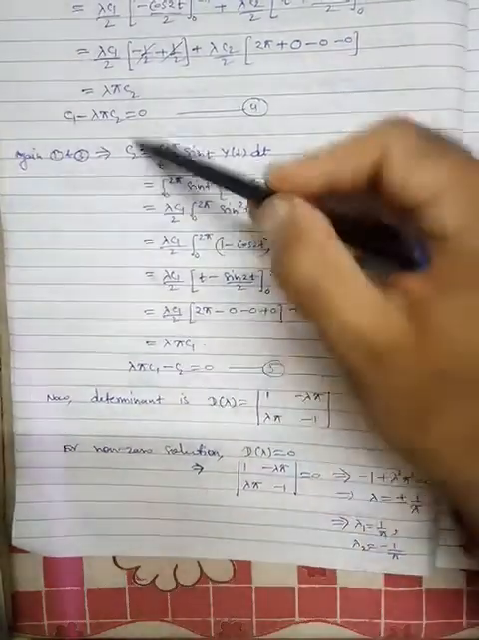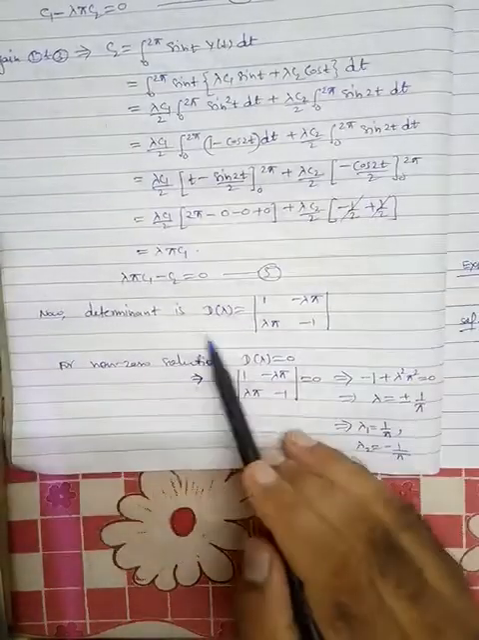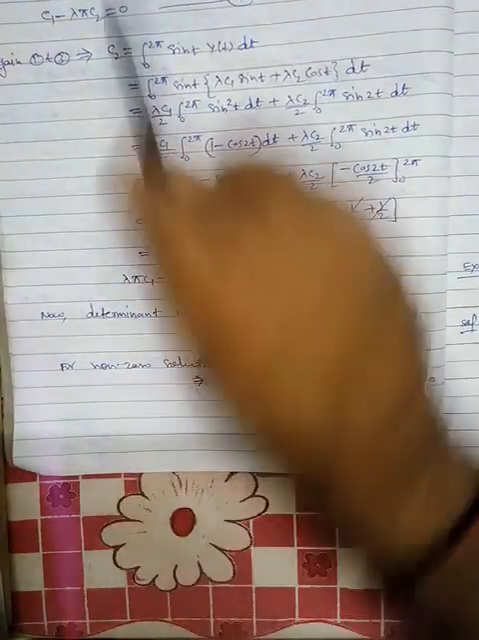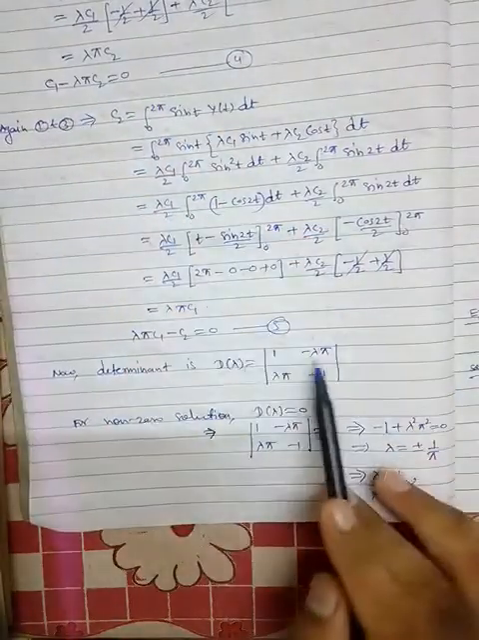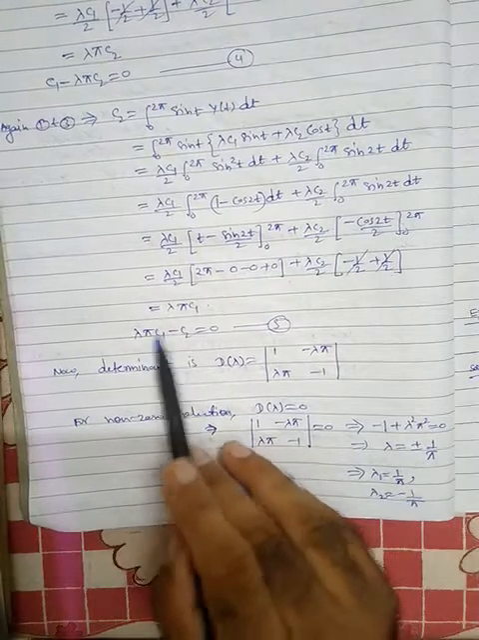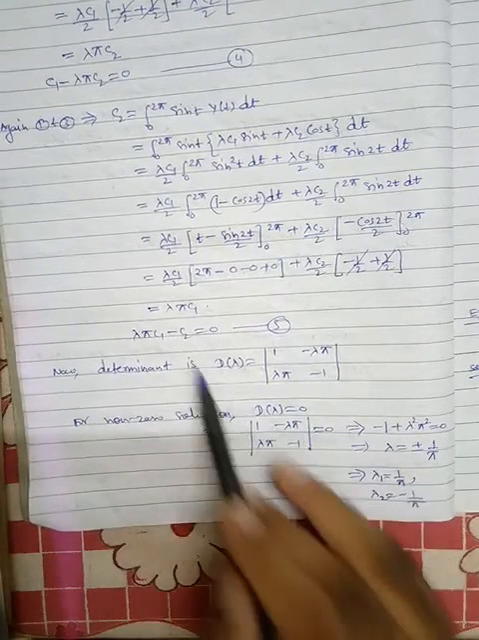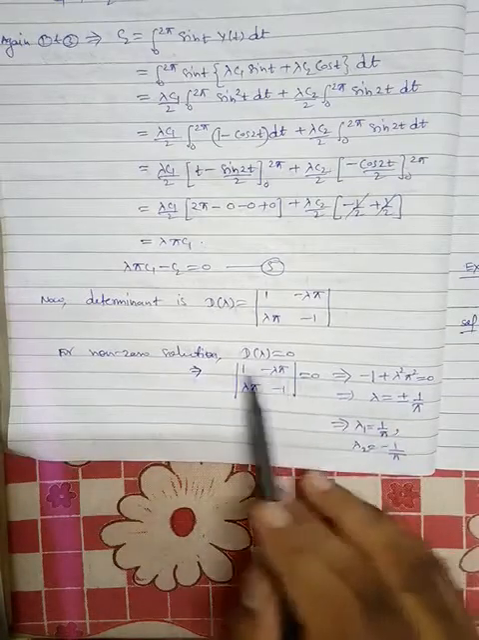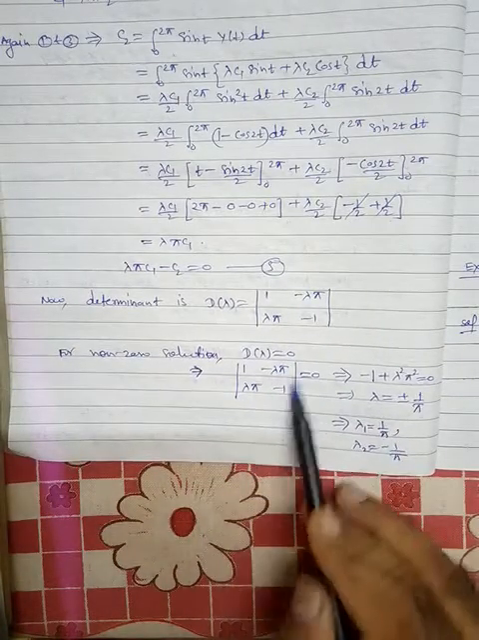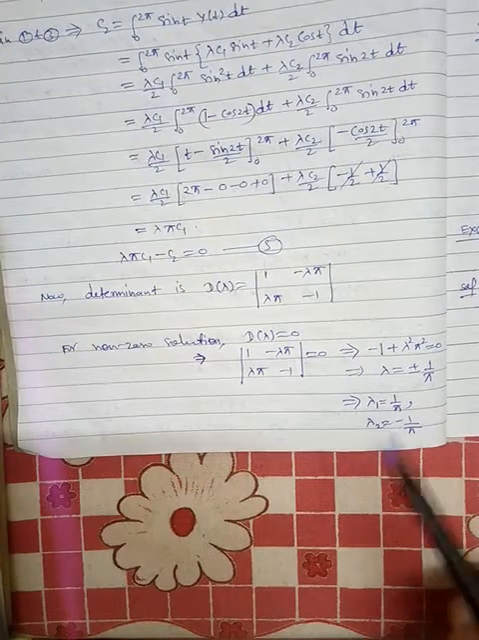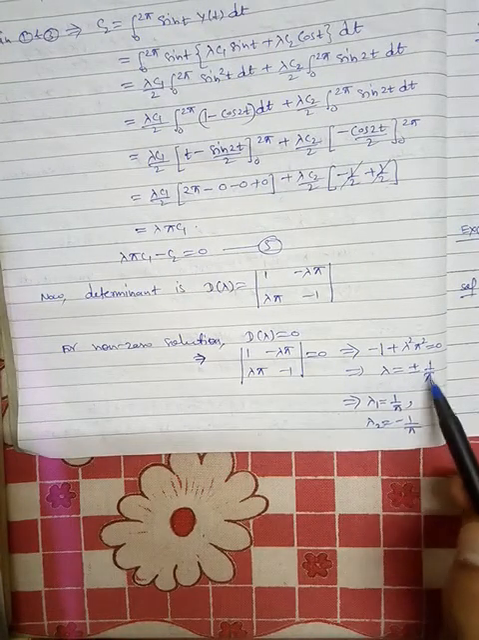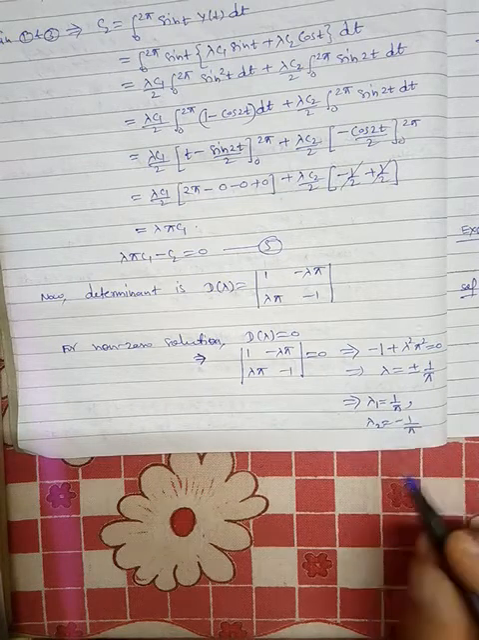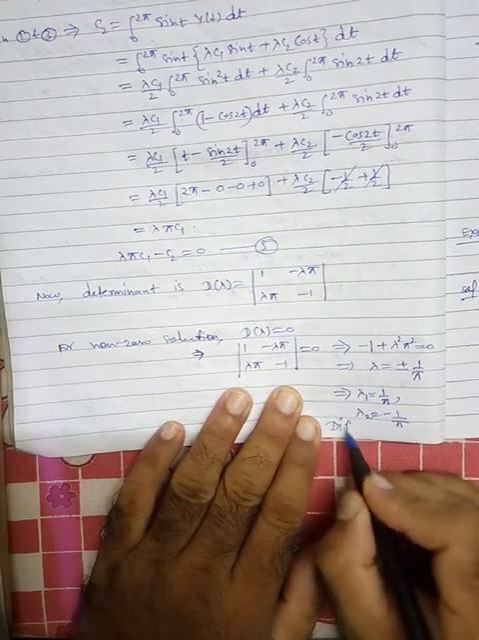So we get two homogeneous equations. What will be the determinant? The coefficient of c1 is here 1, so written here. The coefficient of c2 is here minus lambda pi, written here. The coefficient of c1 in the second equation is lambda pi, and the coefficient of c2 is minus 1, written here. Now for the non-zero solution, the determinant in lambda is 0, so we are getting this. After solving this we get lambda equal to plus minus 1 by pi. So one root is 1 by pi, another one is minus 1 by pi. So they are different roots.